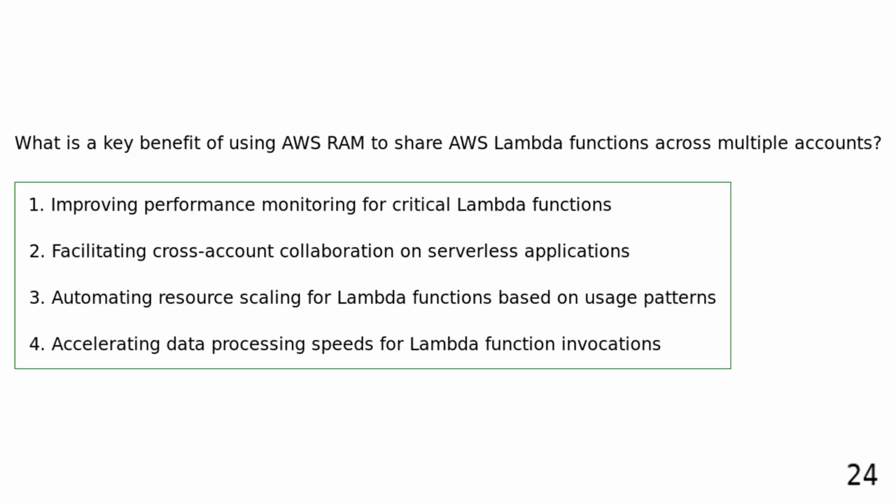What is a key benefit of using AWS RAM to share AWS Lambda functions across multiple accounts? Improving performance monitoring for critical Lambda functions. Facilitating cross-account collaboration on serverless applications. Automating resource scaling for Lambda functions based on usage patterns. Accelerating data processing speeds for Lambda function invocations.